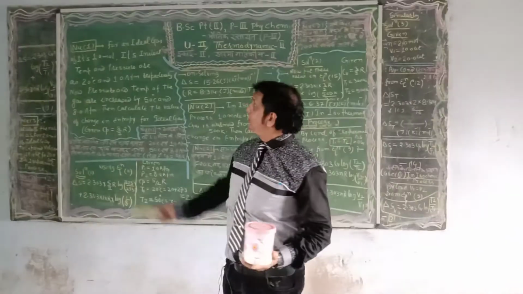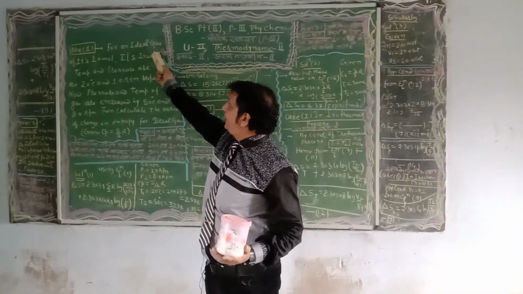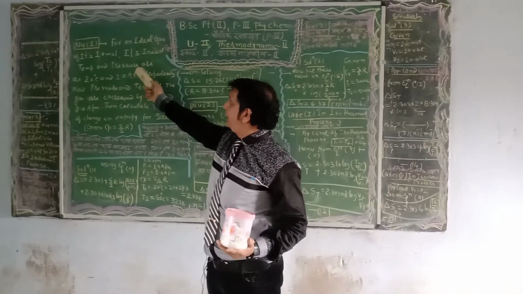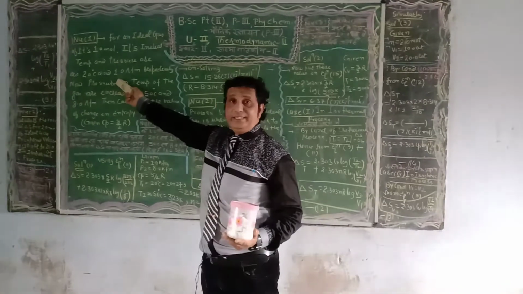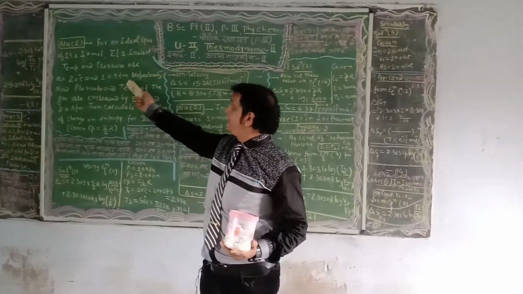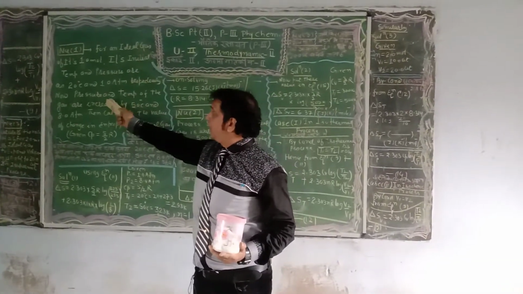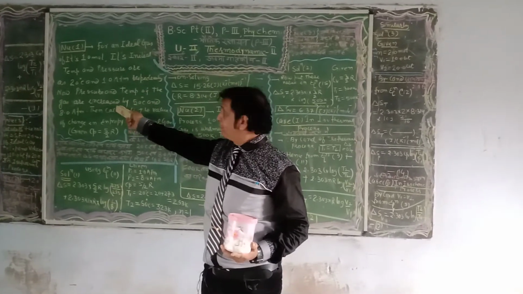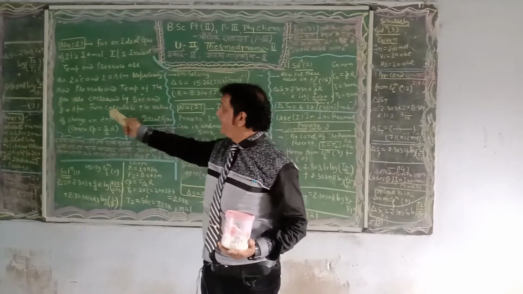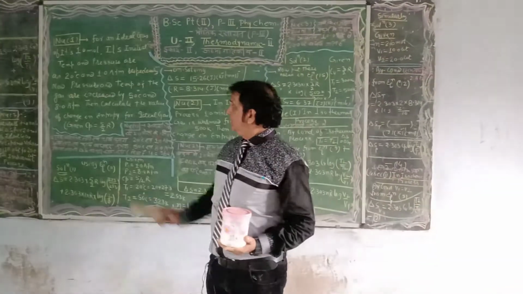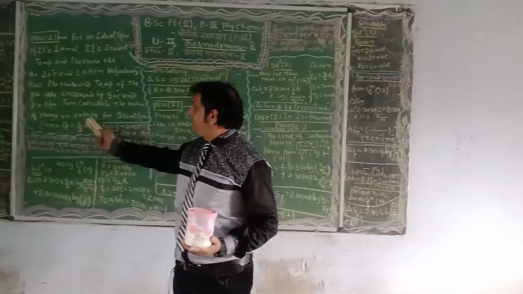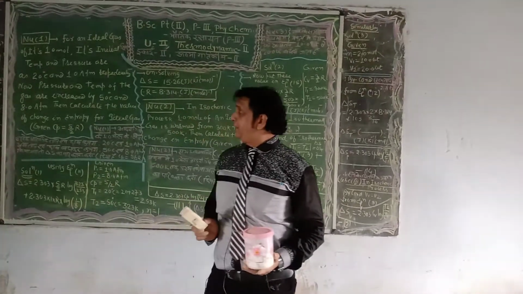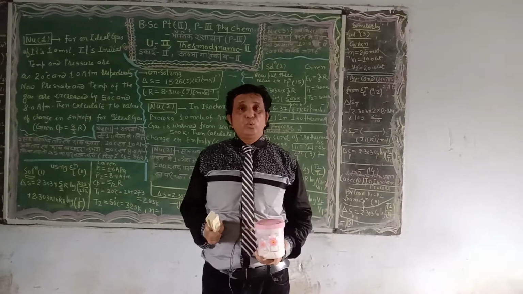Numerical first: for an ideal gas of 1 mole, the initial temperature and pressure are 20 degrees Celsius and 1 atm respectively. Now the pressure and temperature of the gas are increased to 50 degrees Celsius and 8 atm. Then calculate the change in entropy for the ideal gas, given Cp is equal to 5 upon 2R.